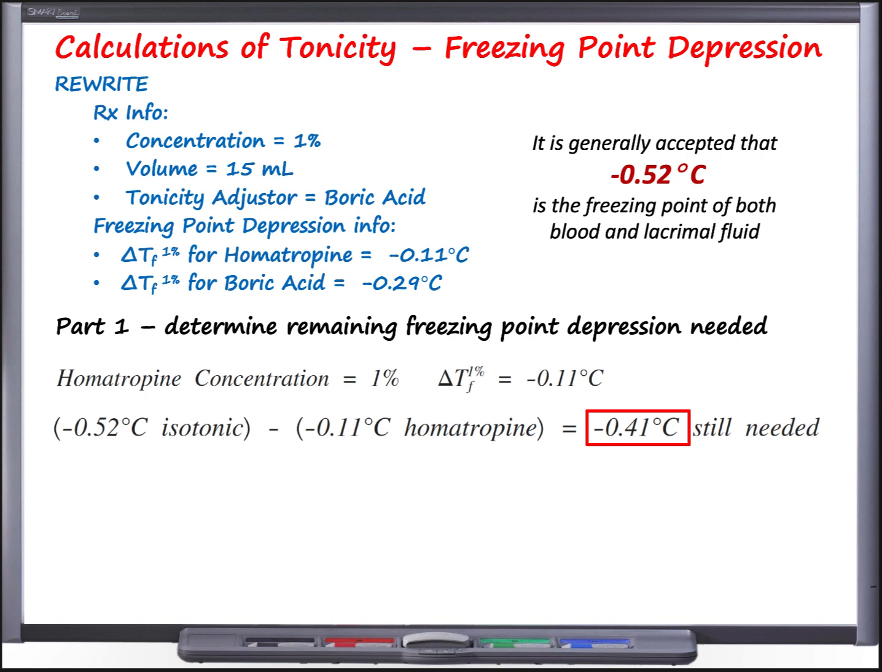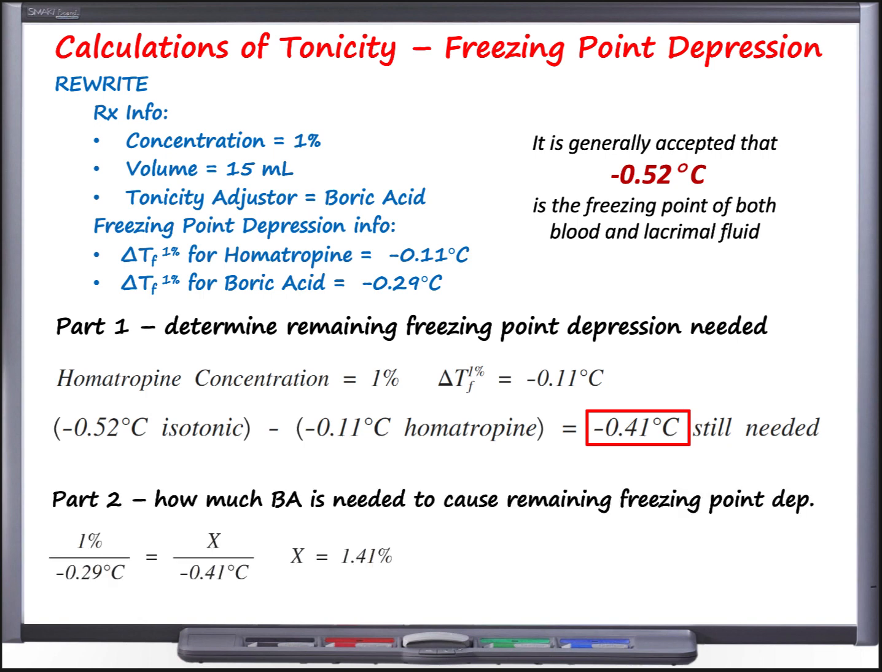And what we said we're going to use to do that is boric acid. So the next question is how much boric acid is needed to cause the remaining freezing point depression? To answer that question, we'll go back to the fact that what we looked up on the table was that boric acid had a delta TF 1% of 0.29. That means, and we'll set it up as a proportion, that on top, a 1% concentration of boric acid will lower, so on the bottom, the freezing point depression by a negative 0.29 degrees. That's straight out of the delta TF table.